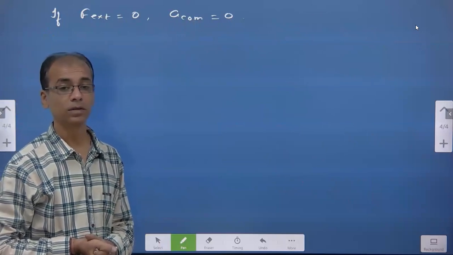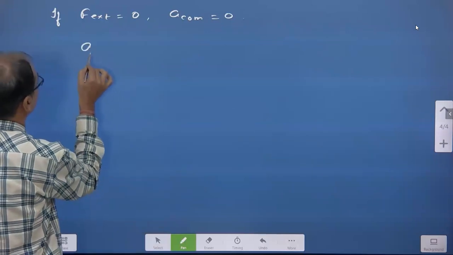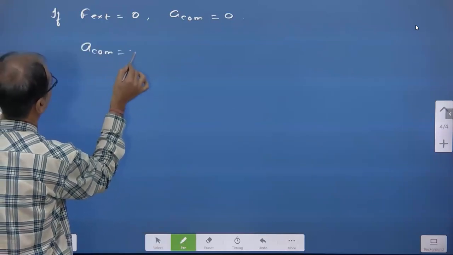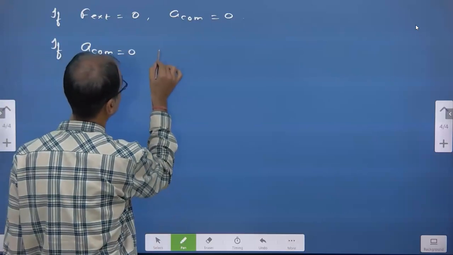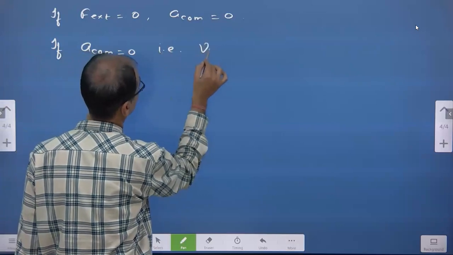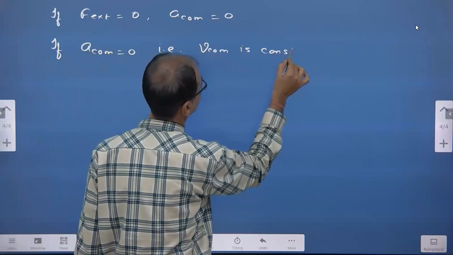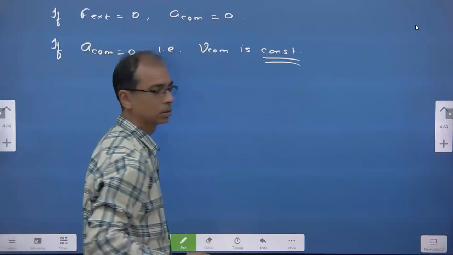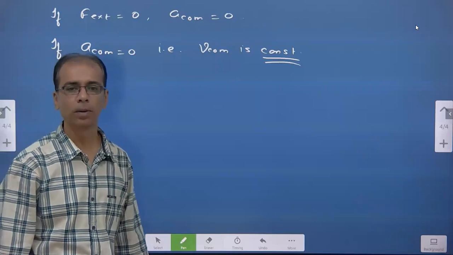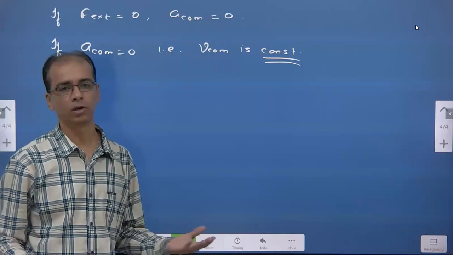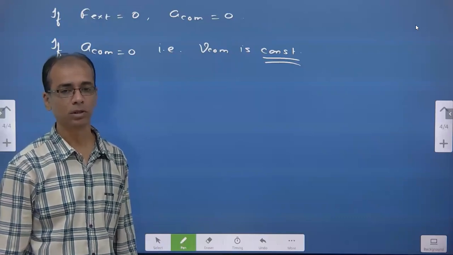That means velocity of center of mass is constant. If acceleration of center of mass is 0, that means velocity of center of mass is constant. The acceleration 0 means what? Change in velocity is 0. A change in velocity of 0 means velocity is constant. Simple. V_COM is constant. Now, what does that mean?